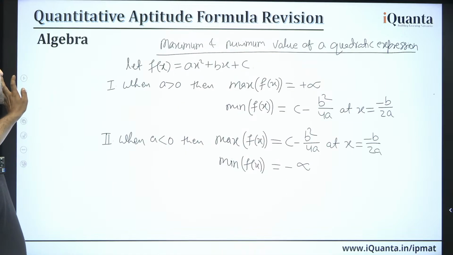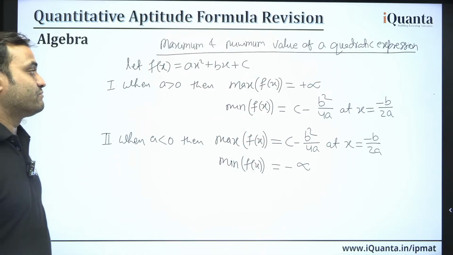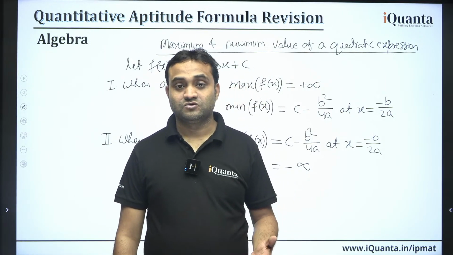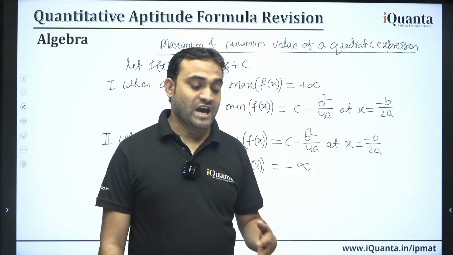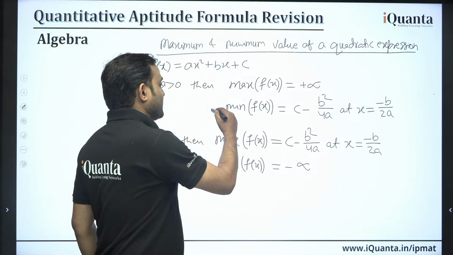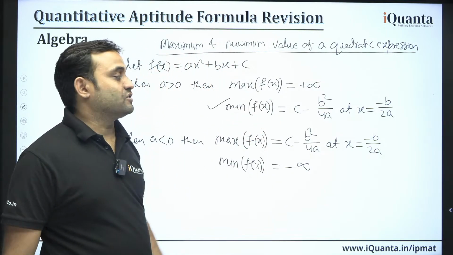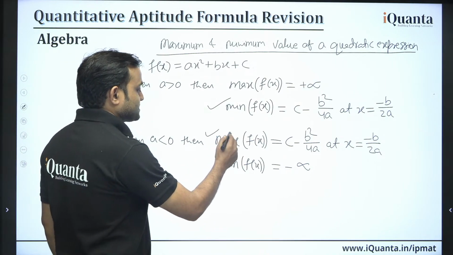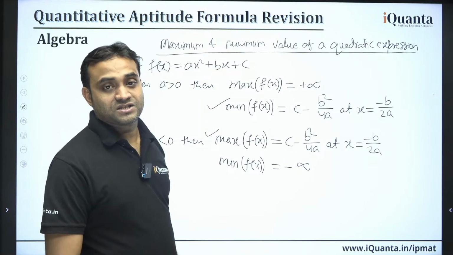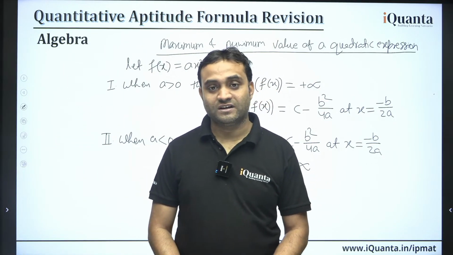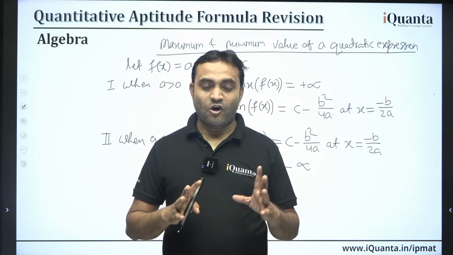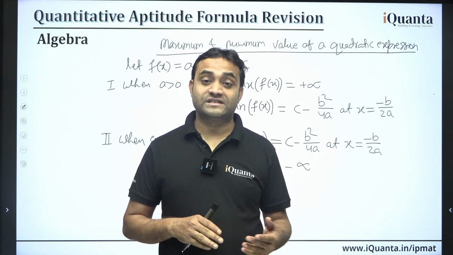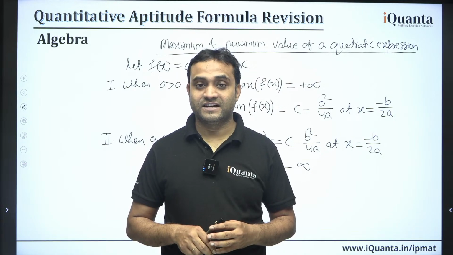And then we learned how to find maximum or minimum value of any quadratic expression, right? If we have a greater than 0, then we can find the minimum. Maximum will be infinity always. If we have a less than 0, then we can find maximum. Minimum will always be minus infinity. Okay. So that almost covers everything, right? From equations and indices, right?